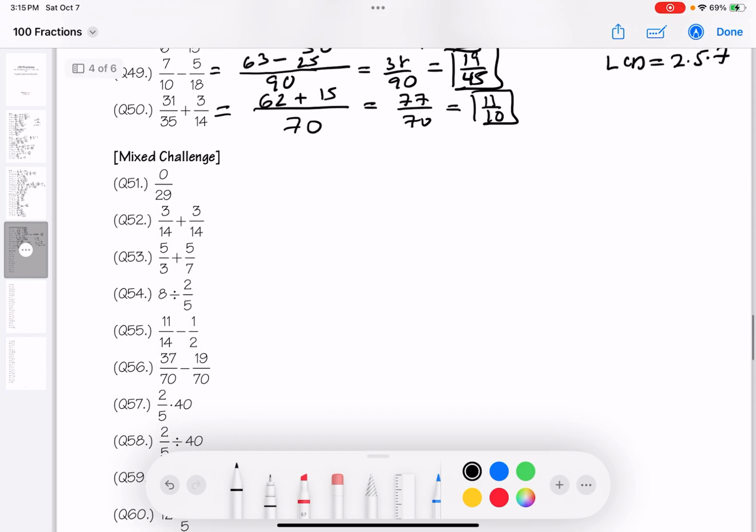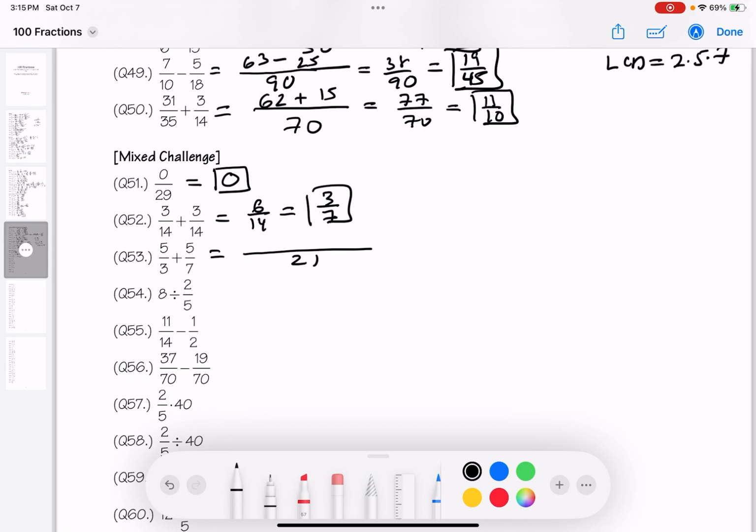All right, this is a mixed challenge. And remember, 0 out of 29, there's 0. There's nothing there. All right? So what do you get over here? 6/14. I'm going to reduce it, and that's going to be 3 7ths. What's this one going to be? Well, common denominator 21. And what do you get there?